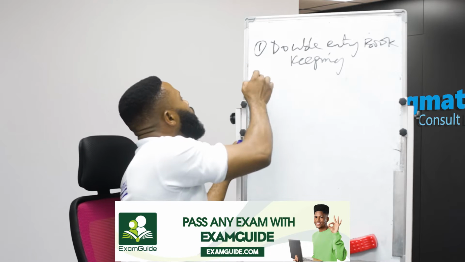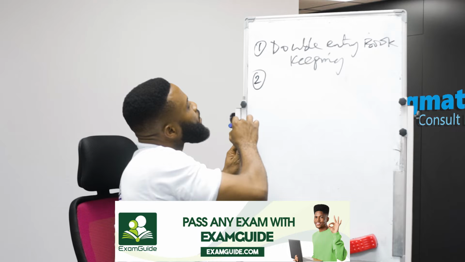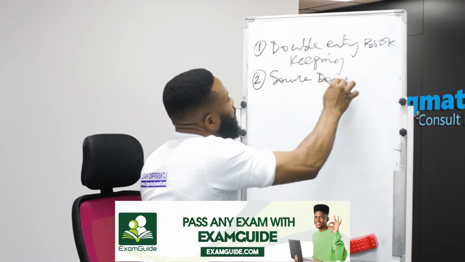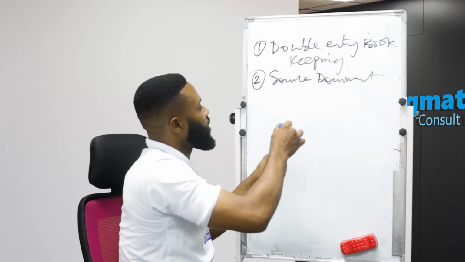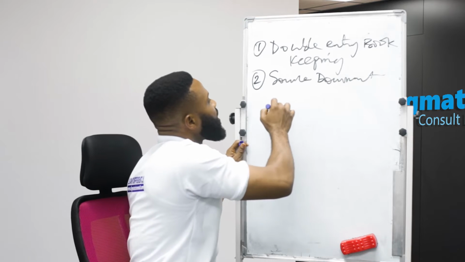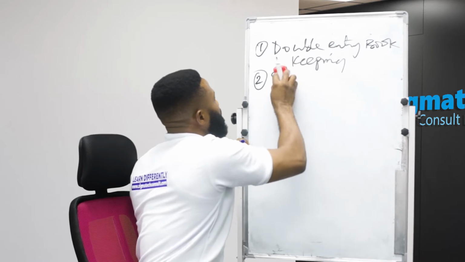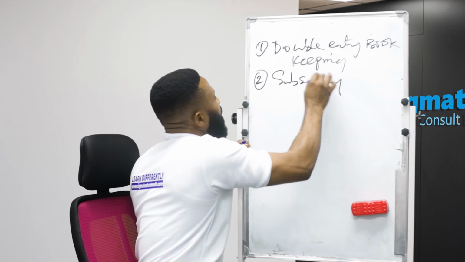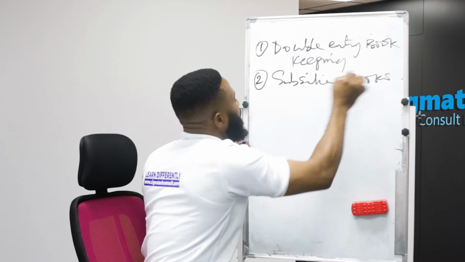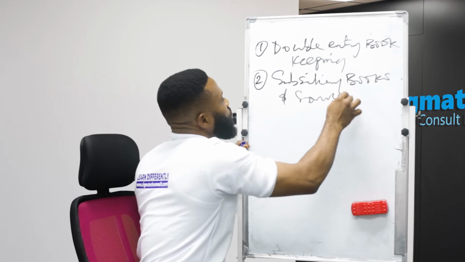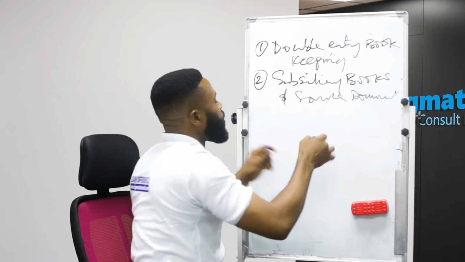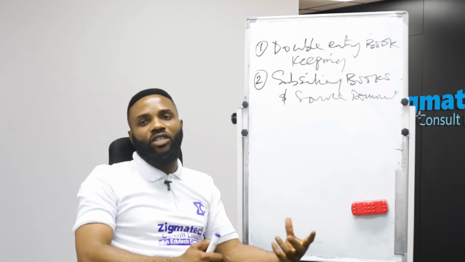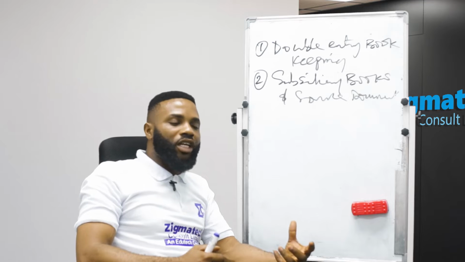Number two is what we call the source document, or what we call subsidiary books. Just put it: subsidiary books and source document. Subsidiary books are books of original entry. They are books where transactions are recorded before they are posted to the ledger.